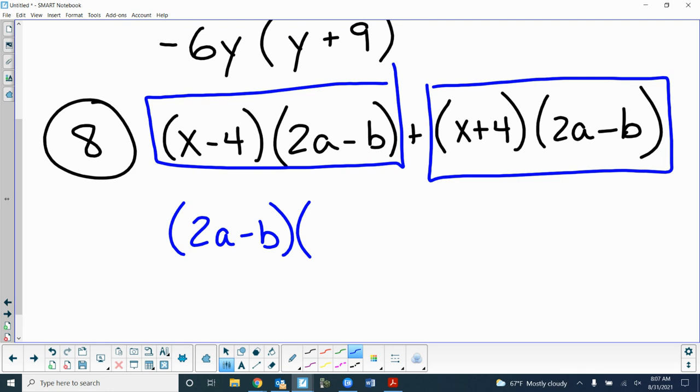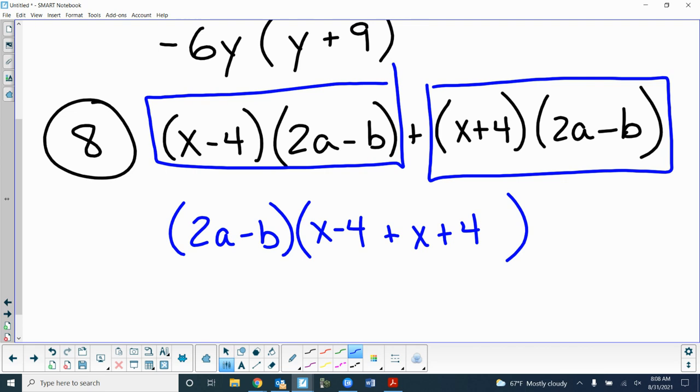And then you write what's left. Well, what's this times that divided by that? What happens to those two? They cancel, so what's left? X minus 4. Plus, what's this divided by this? X plus 4, right? The 2a minus b's cancel.